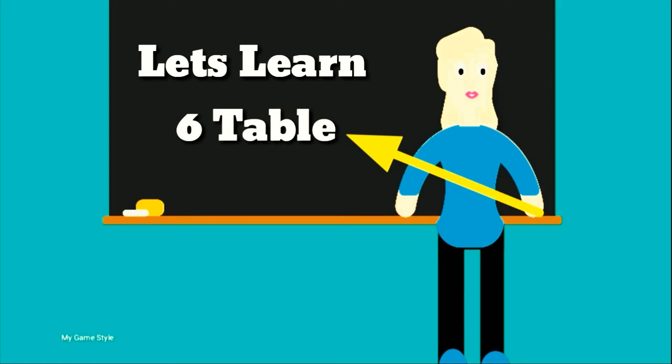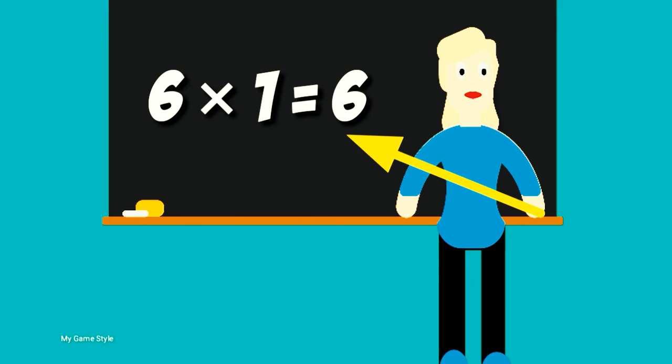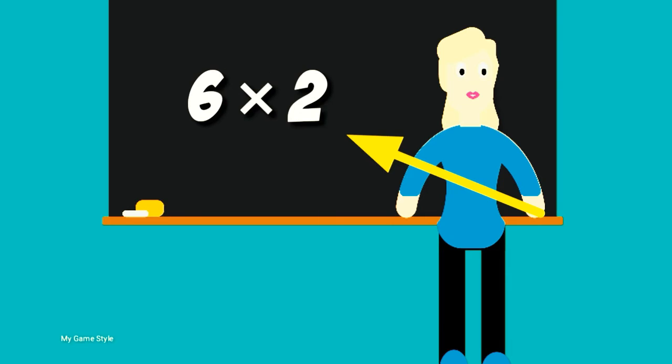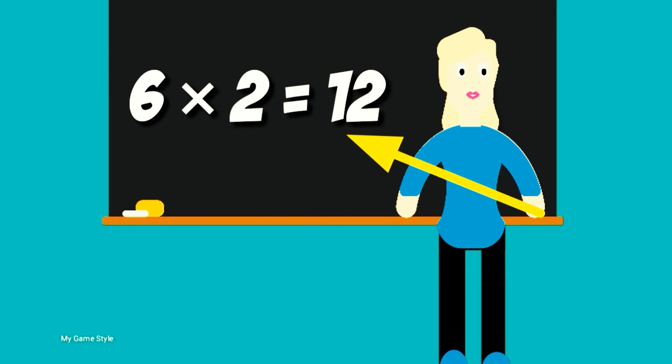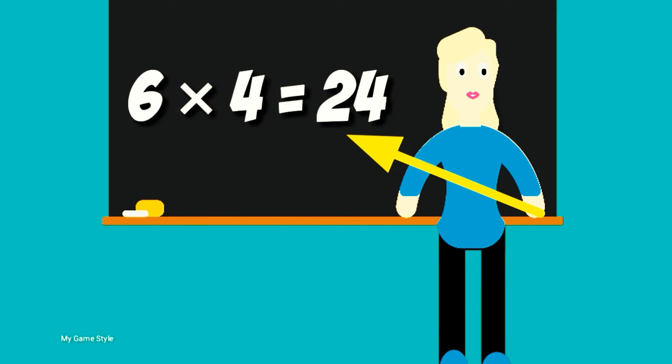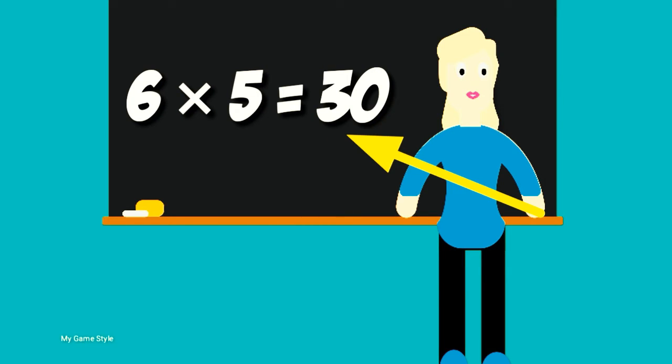Six table. Six ones are six. Six twos are 12. Six threes are 18. Six fours are 24. Six fives are 30. Six sixes are 36.